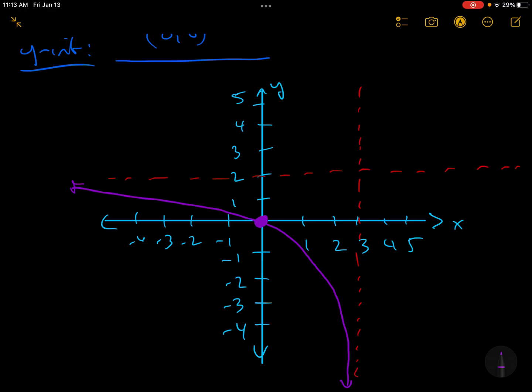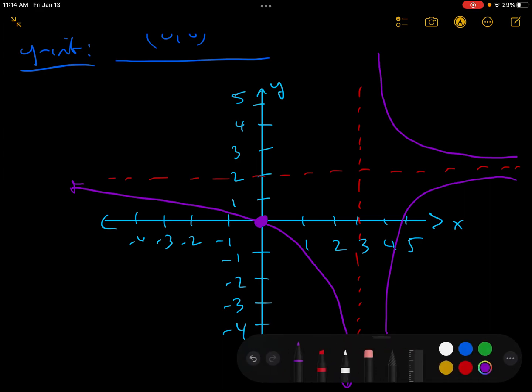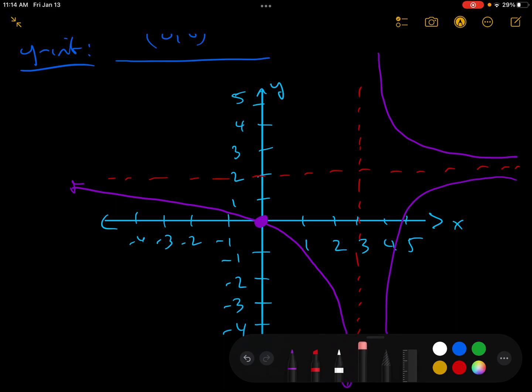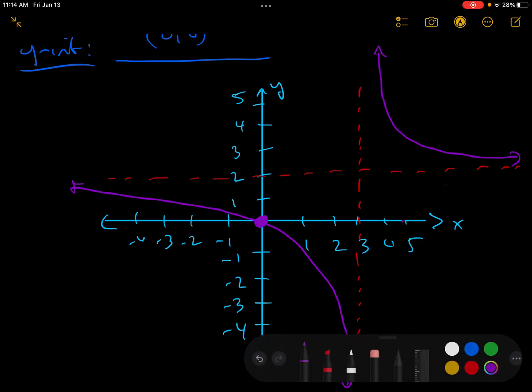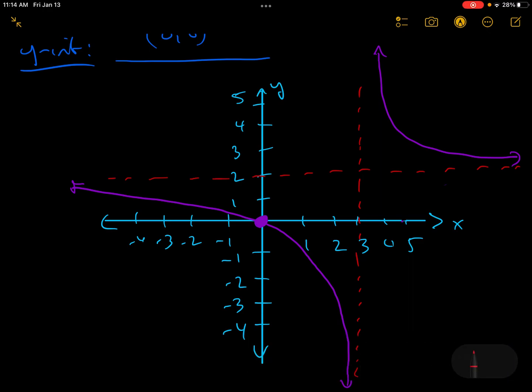And since it's a function, the other side is either going to do this or it's going to do this, but it can't do both because it passes the vertical line test. And since there's no more zeros, this one can't be the line, because otherwise there'd be a zero somewhere over here. And so that's that. It's just a puzzle. So you put together the asymptotes and the zeros and y-intercept, and you get this picture. Okay.